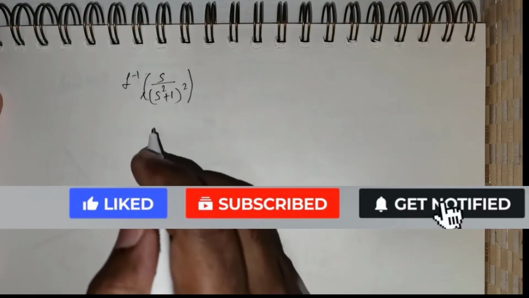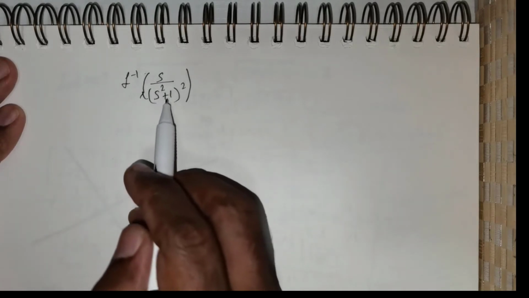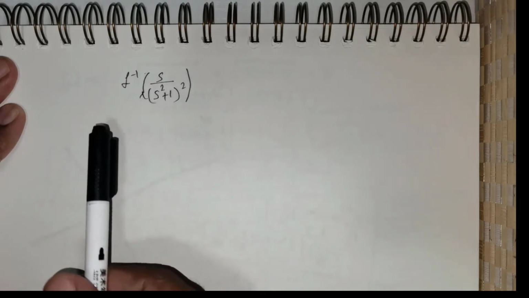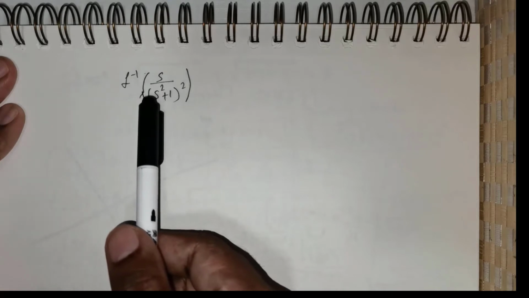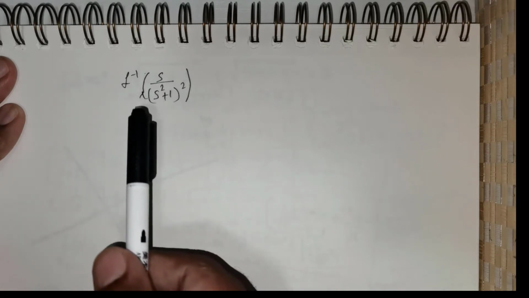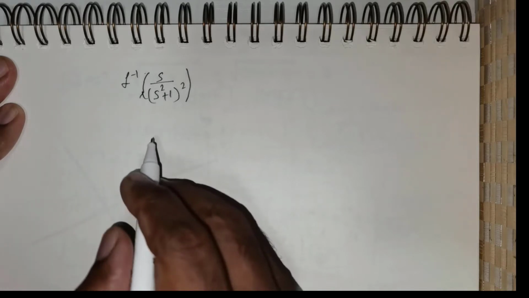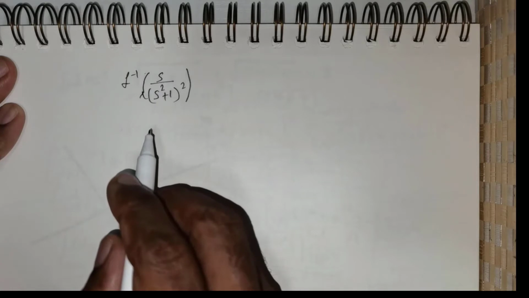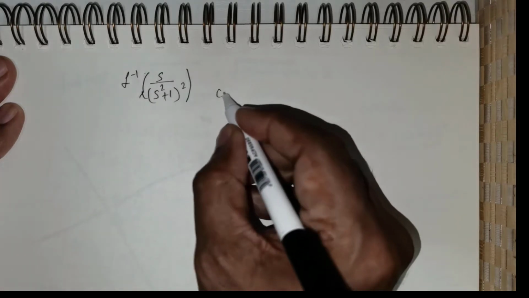Welcome students, we've been given this question to find the Laplace inverse of s over (s squared plus 1) raised to the power of 2. Of course, I've already explained to you that questions of this nature can also be solved using partial fractions, but the only thing is that it is very cumbersome. So we would have to resort to an easier technique, what is called convolution.